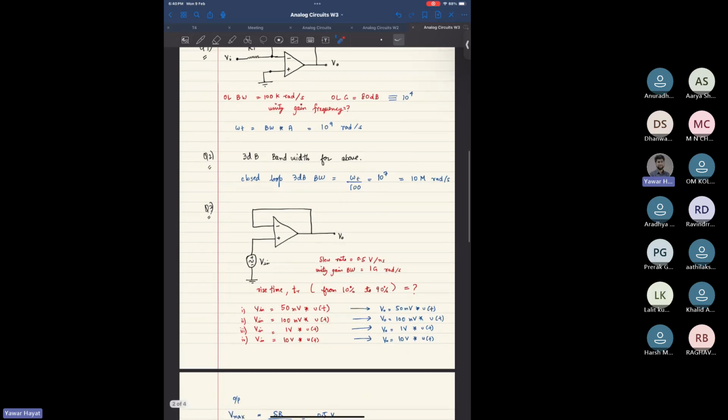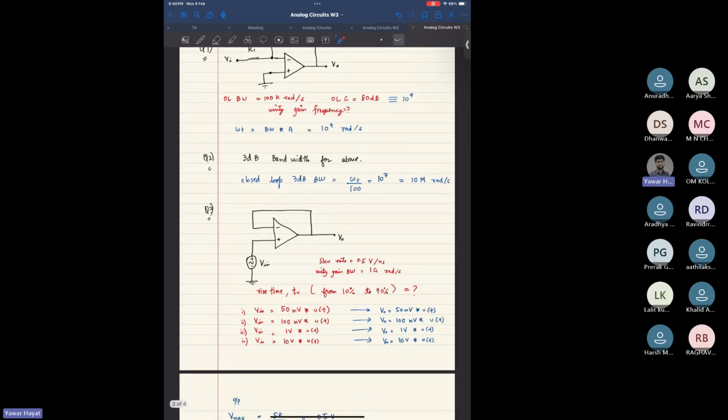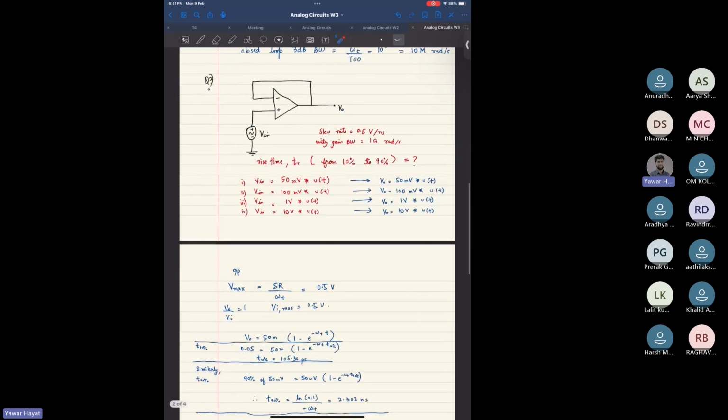For the second question, we were supposed to find the closed loop 3 dB bandwidth, right? That we obtained by dividing omega t by 100. That was 10 to the power 7, that is around 10 mega radians per second, right? And since then, we were going through this third question, right?